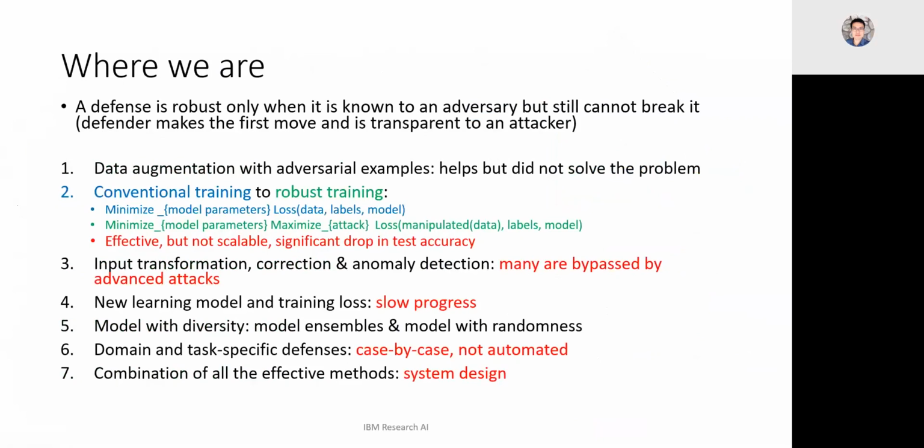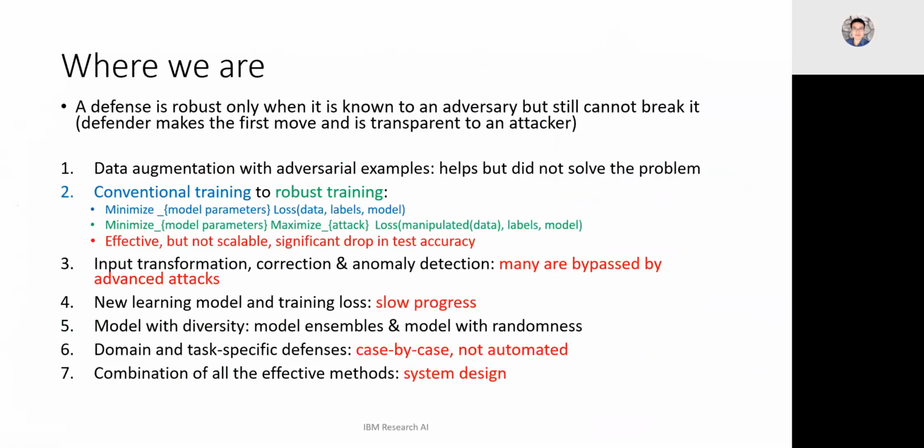There are several attempts at defenses, for example, data augmentation, which tries to augment with adversarial examples to retrain your model. It helps, but did not truly solve the problem. And there are ways to improve model robustness, for example, by changing the conventional model training from minimization to minimax training. Basically, it's called robust training.